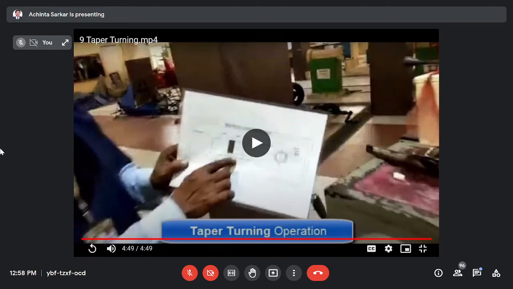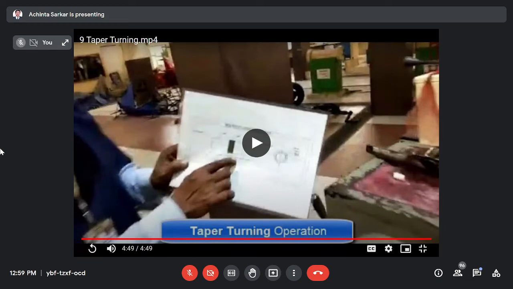Very good. There are two screws in the base of the compound rest, and if I unscrew both screws, what will happen? It will swivel. Yes, sir. It will rotate 360 degrees. So when it rotates, we can adjust the position of that rectangular part, the compound rest, to our required angle.